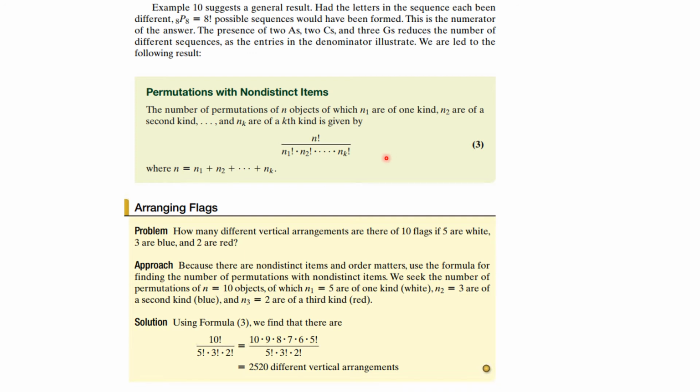Let's apply this to make it real. How many different vertical arrangements are there of 10 flags if 5 are white, 3 are blue, and 2 are red? Now, if you notice here, 5, 3, and 2 all add up to 10, so all of them are represented. And this is a permutation because the order matters. So using the formula, you have 10 factorial over 5 factorial times 3 factorial times 2 factorial, and that ends up being 2520 different vertical arrangements.